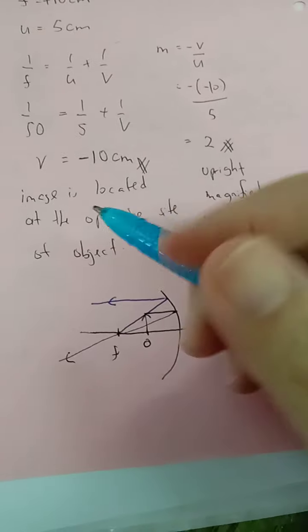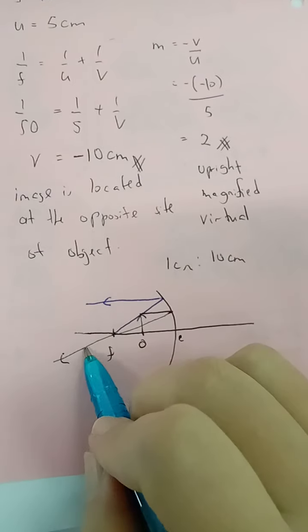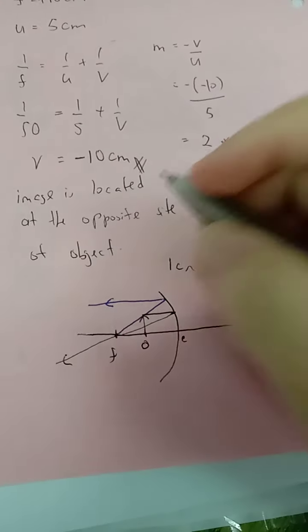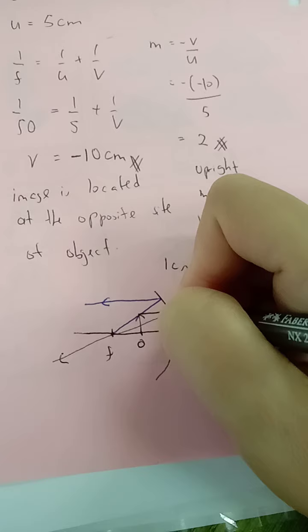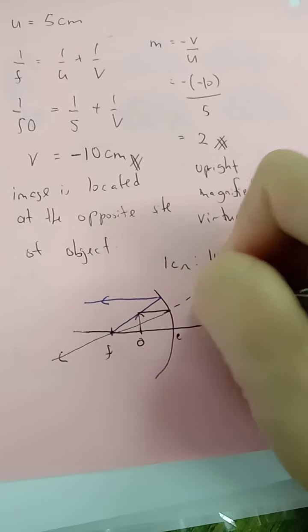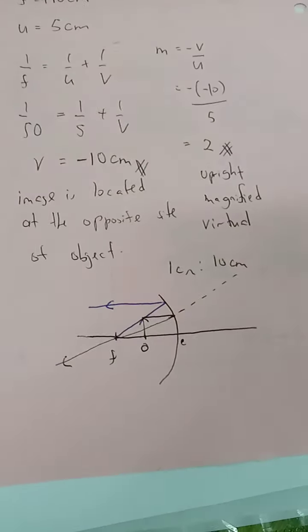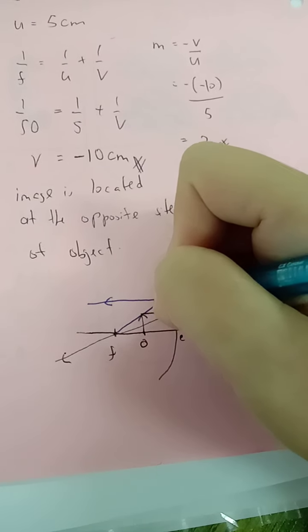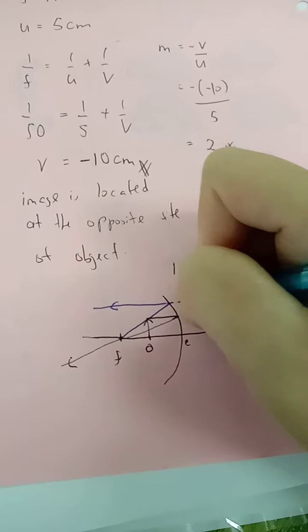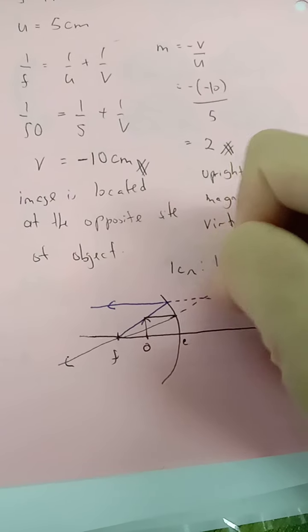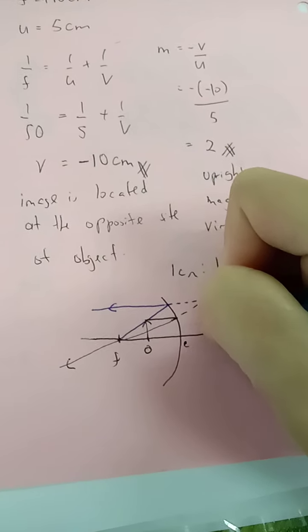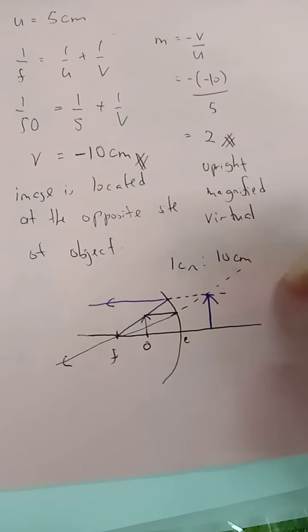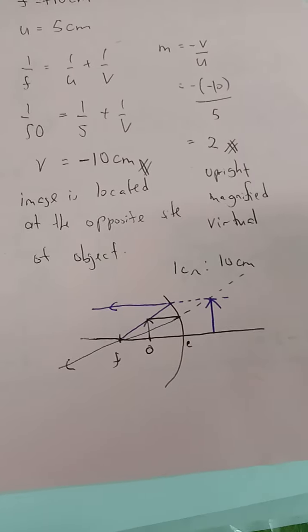So we extend the rays behind the mirror. This is my first ray just now, so I extend it behind. Since it is behind the mirror, it will be a virtual image, so I use a dotted line. And this one also, I extend my line behind the mirror with a dotted line. This is the point of intersection, so this is my image, a virtual image, because it's behind the mirror.